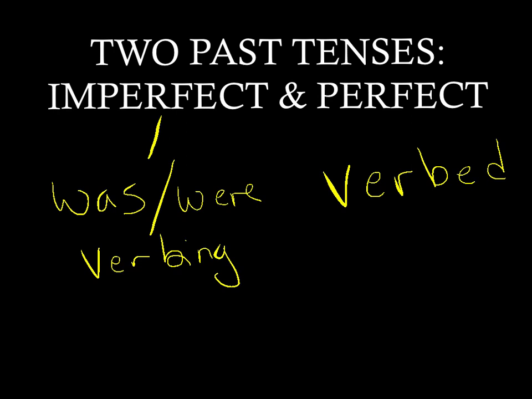So the imperfect tense shows something happening in the past that happens over a period of time, whereas the perfect tense shows something happening in the past that's happened and is over with. So that's the main gist of the difference, and we'll talk about the differences between these tenses in classes to come. But the imperfect was or were verbing, the perfect verbed.